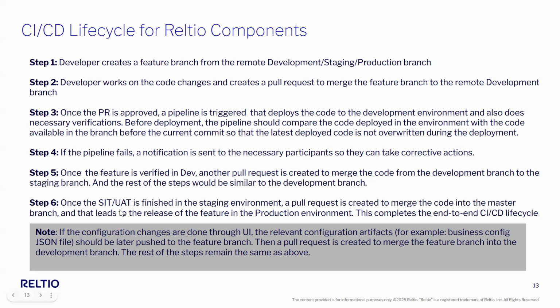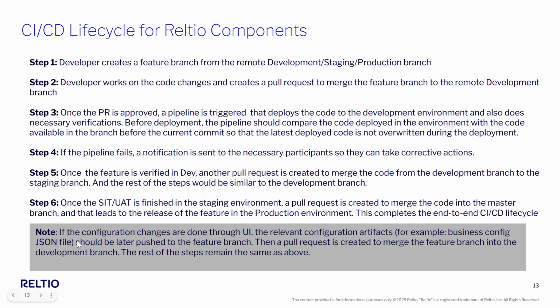And similarly, once the SIT UAT is finished in the staging or test environment, a pull request can be created to merge the code to the master branch, which deploys the code to the production environment, right? So again, through a CI/CD process. So this completes the end-to-end CI/CD lifecycle. Starts from feature branch, goes to development branch, code gets deployed to development, then goes to staging branch, where the code gets deployed to the test tenant, and finally to the master branch, which deploys the code to the production tenant. So these are the high-level steps.